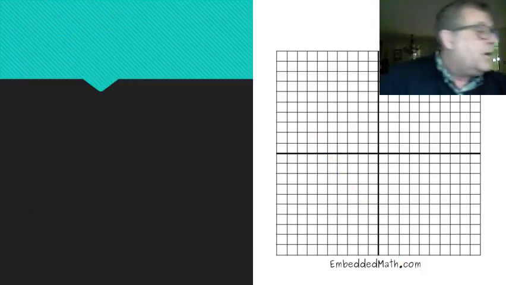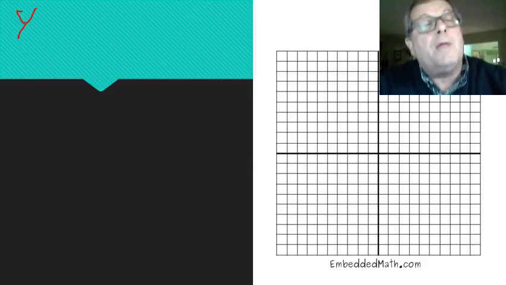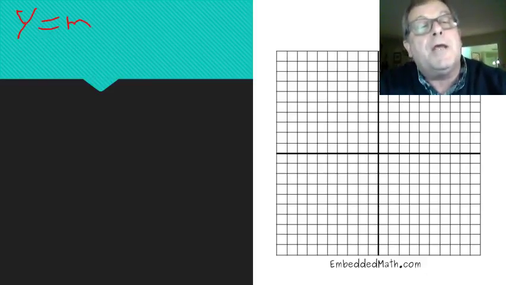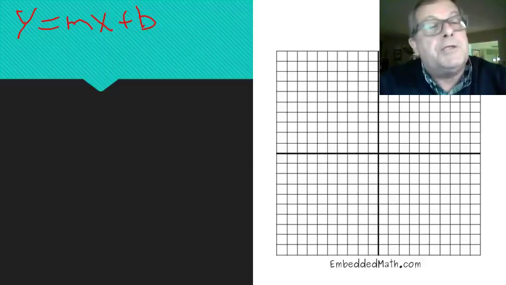All right, let's keep going. Let's look at a couple more in a little bit different form. I'm going to go back up here again. I want to make sure I understand that my slope-intercept form is y equals mx plus b. All right, now this time I'm actually given an equation.